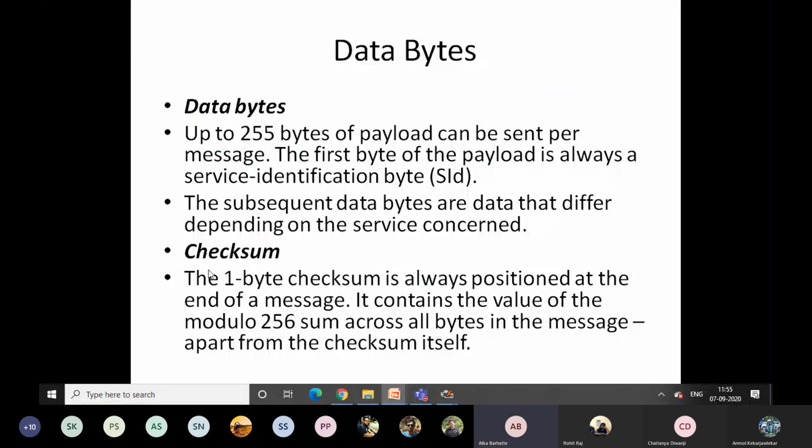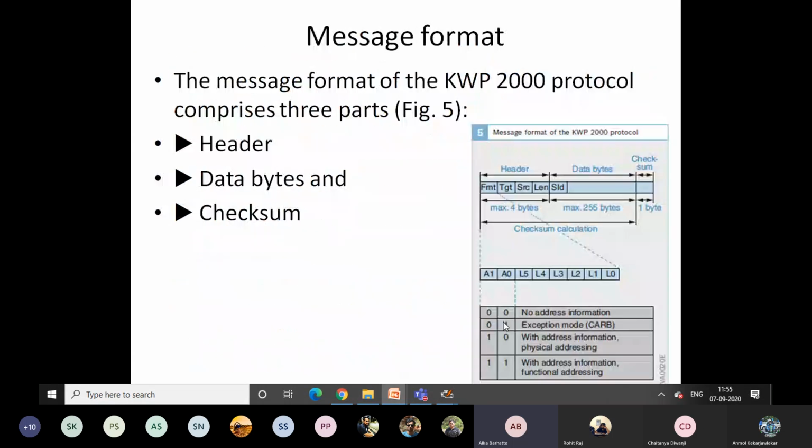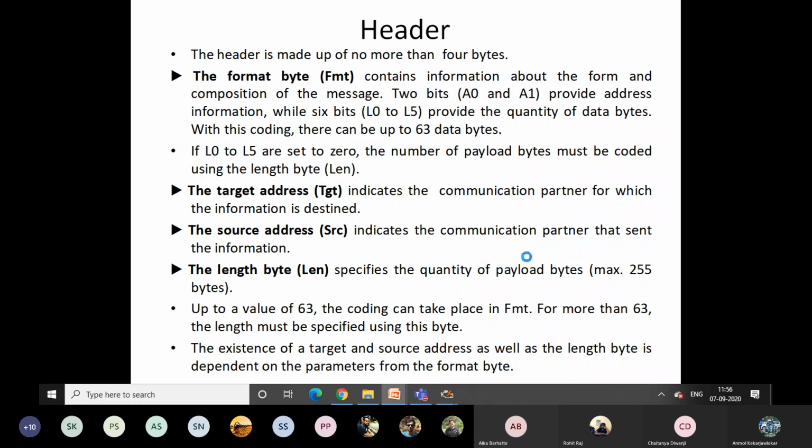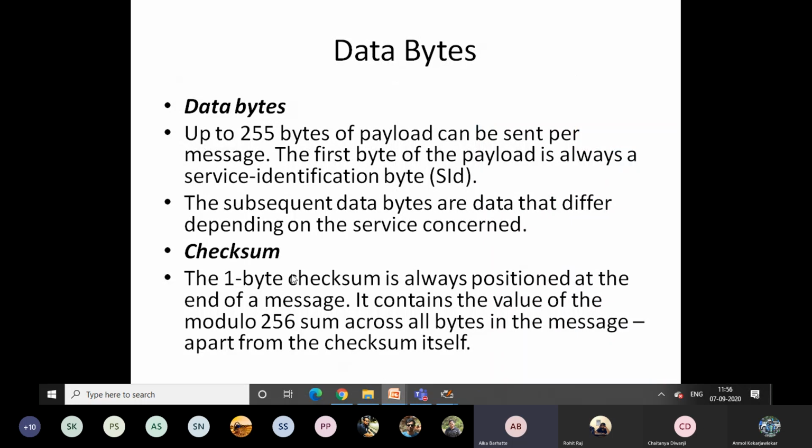And this is obviously for error checking in the data transport. It uses a 1 byte checksum, always positioned at the end of the message. It contains the value of the modulo 256 sum across all the bytes in the frame. So the checksum is performed on all the bytes starting from your header through the data bytes. It performs modulo 256 on these, and whatever value results is represented as the 1 byte checksum.